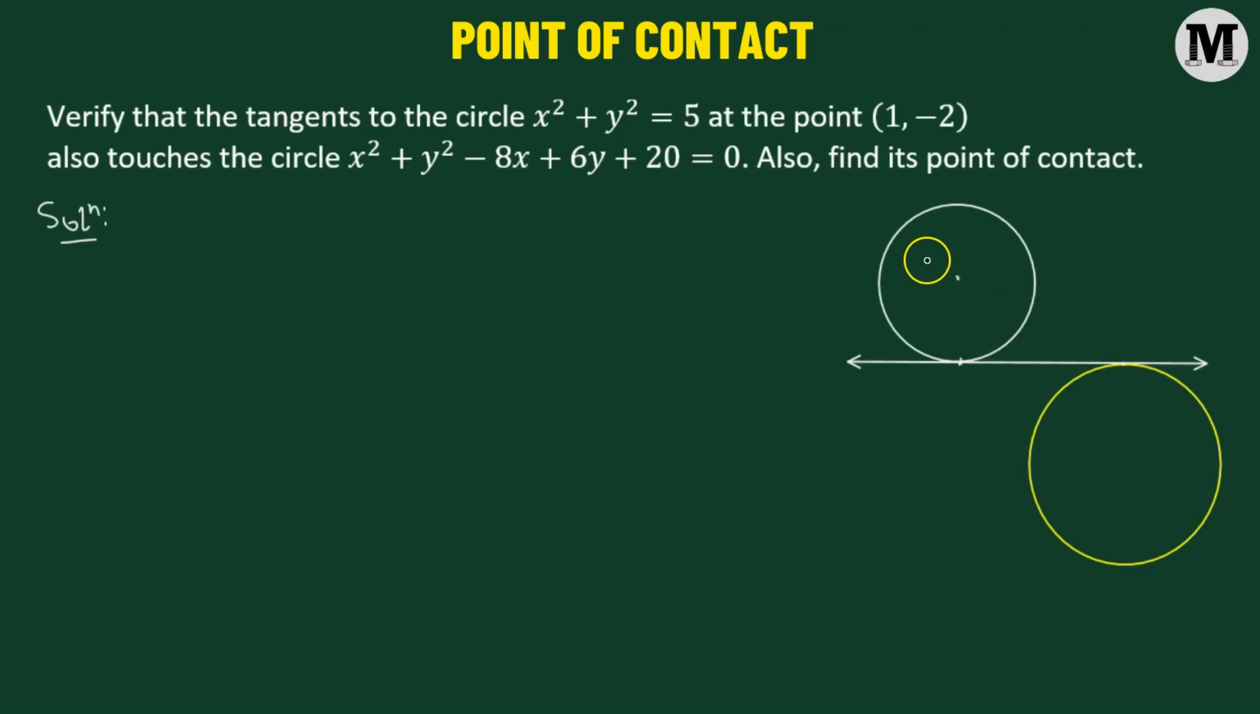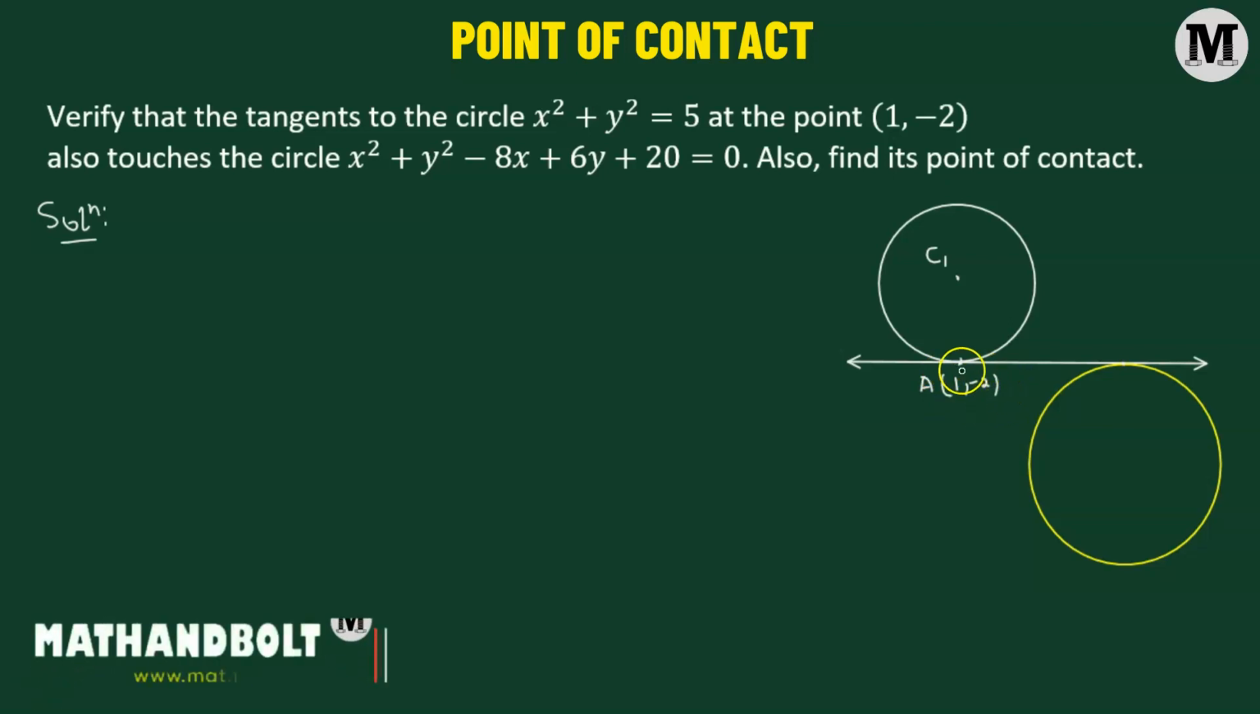Let's say it is centered at C1. Now we have a line which is tangent to the circle at point A with the coordinates (1, -2). We need to show that this same line is also tangent to another circle which is centered at C2, and let's say it is tangent to the circle with center C2 at point B. We'll need to find out the point of contact, that means coordinates of point B. That's our goal. Let us begin.